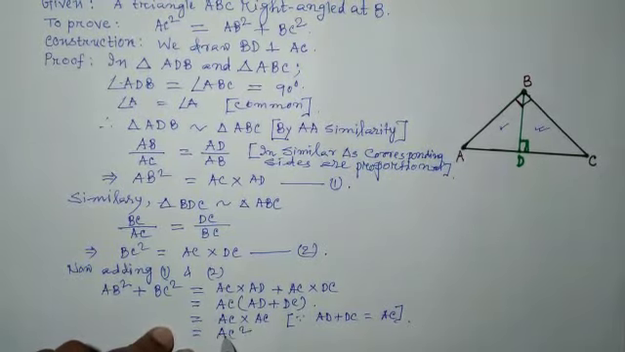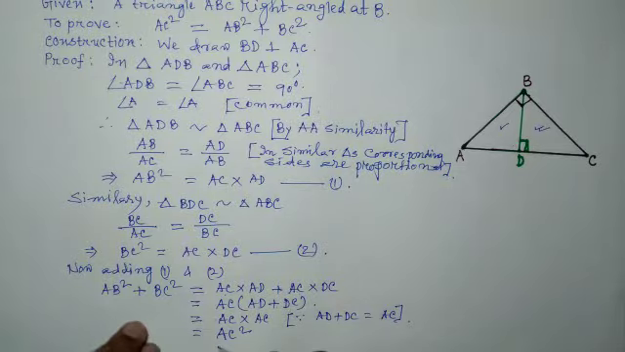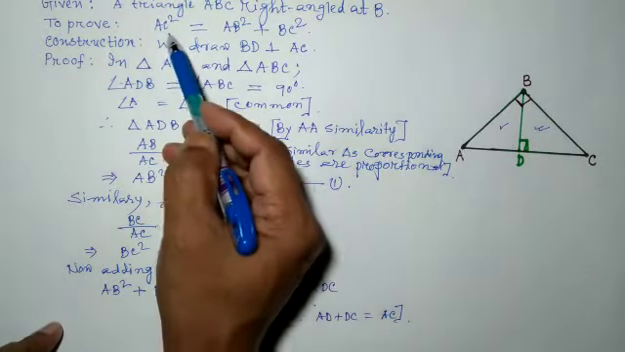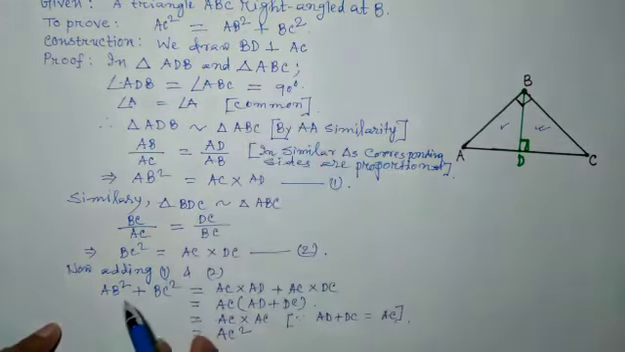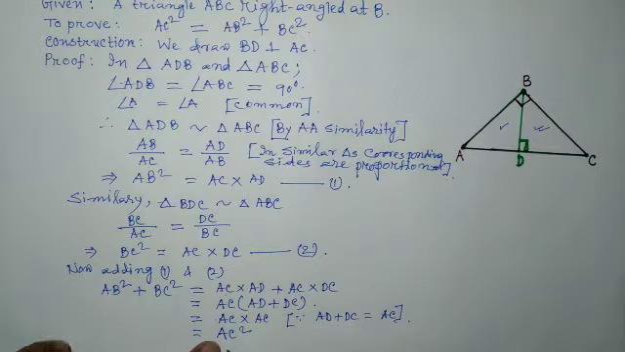So our proof is nearly ended here. See, AB square plus BC square equals AC square. Look what we have to prove: AC square equals AB square plus BC square. Here is AB square plus BC square, and here is AC square. So our proof is finished. We can say that in a right triangle, the square of the hypotenuse is equal to the sum of the squares of the other two sides. So we write proved, and it is finished.